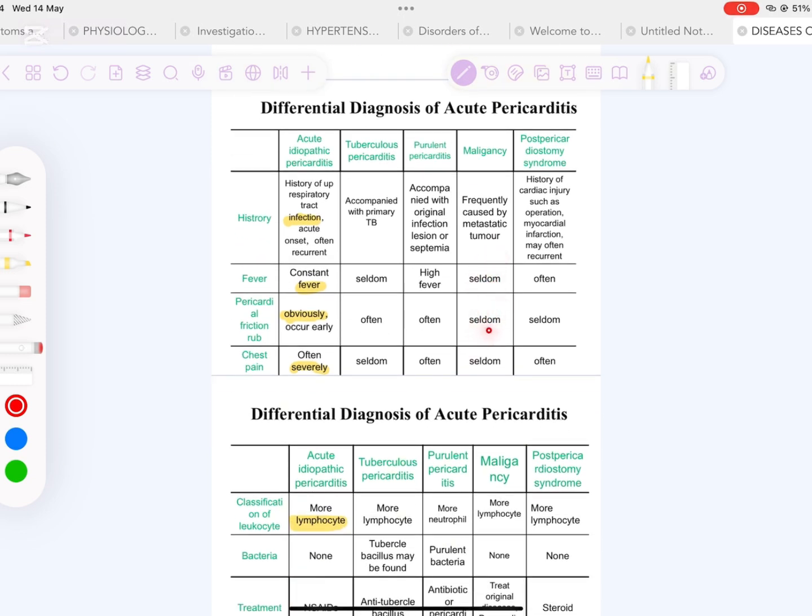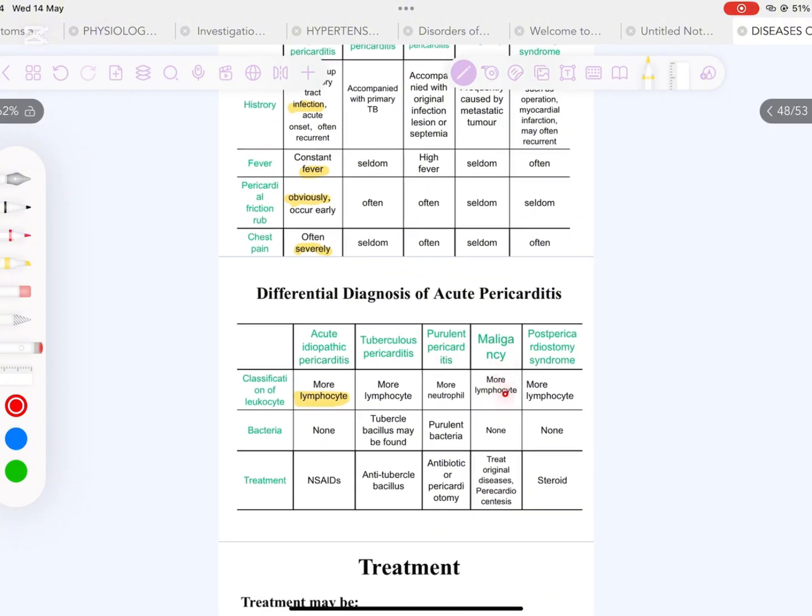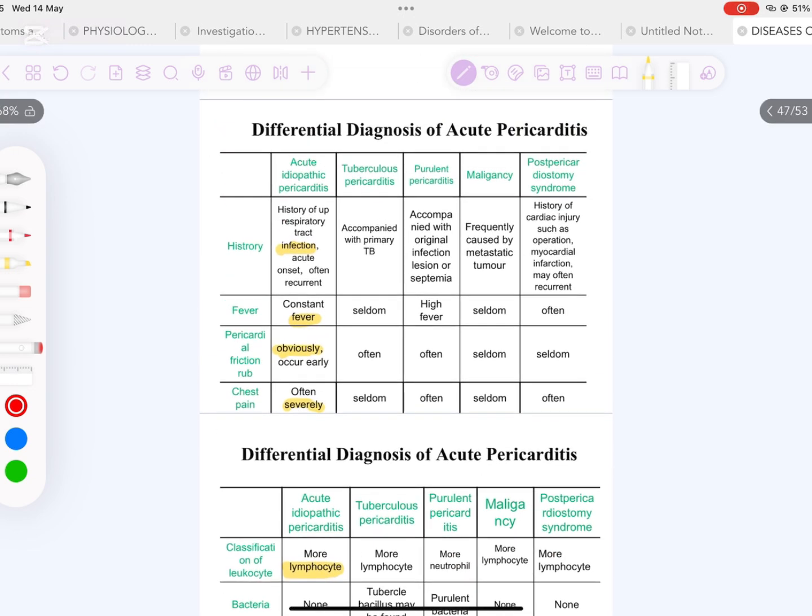Then for malignancy, maybe there's a metastatic tumor, there's no fever or seldom. Pericardial friction rub, no, because it's not pericarditis. Chest pain, no, because it's not pericarditis. Malignancy: more lymphocytes, no bacteria. So for this one, just treat the original disease. Then pericardiocentesis, just to relieve the fluid.